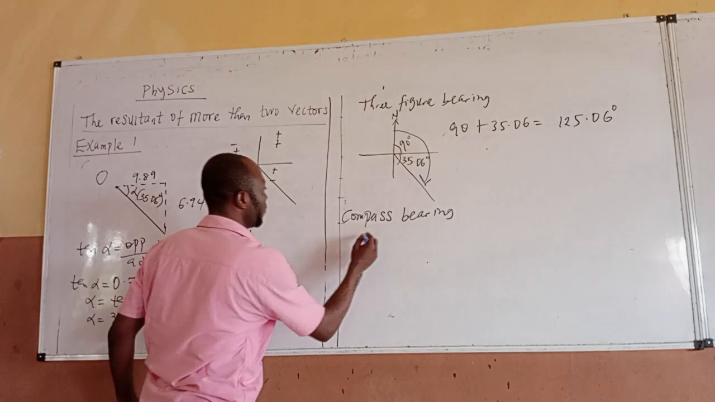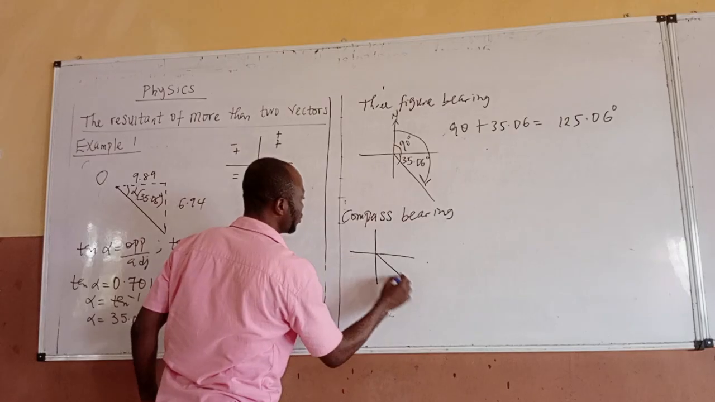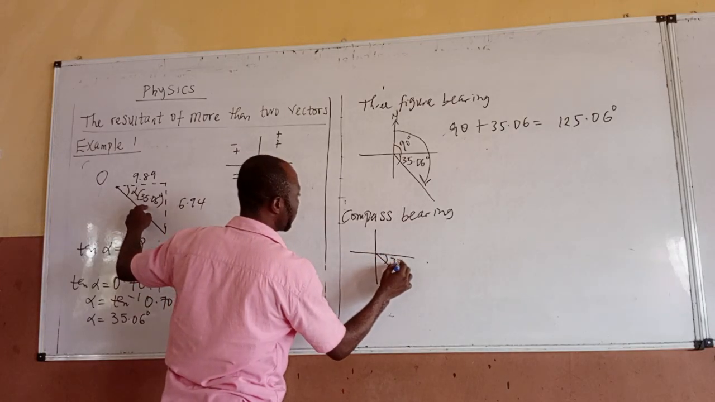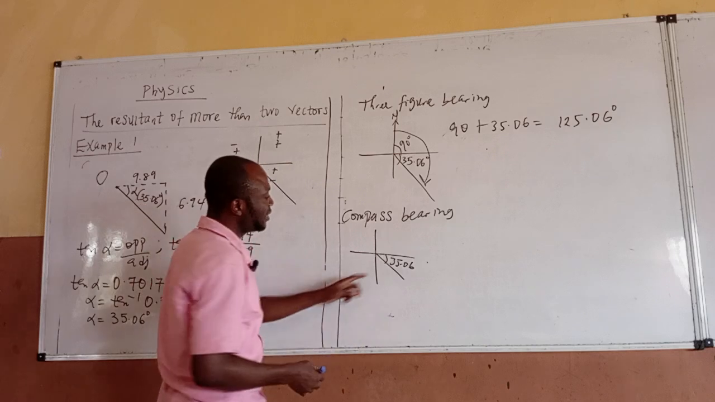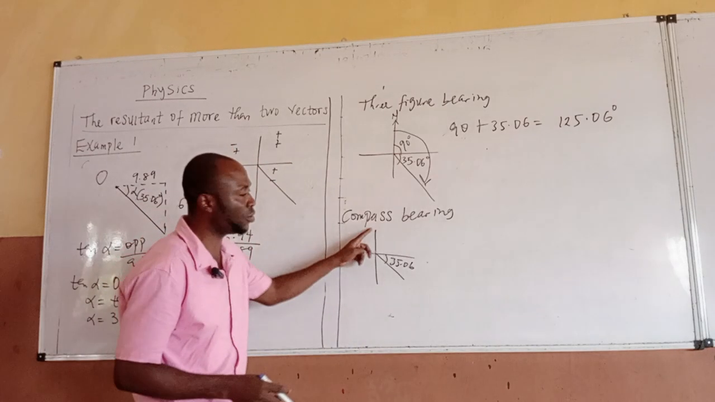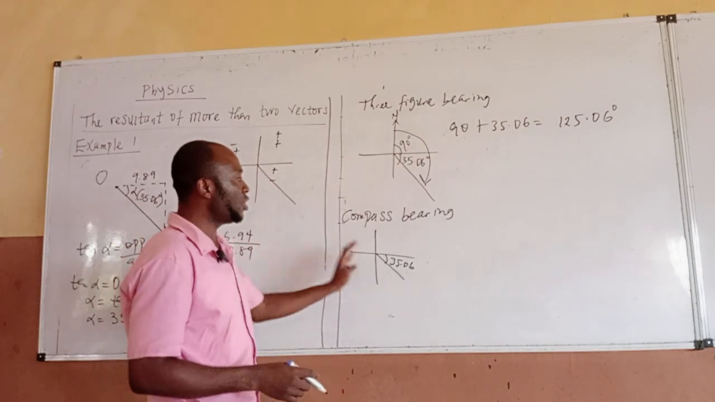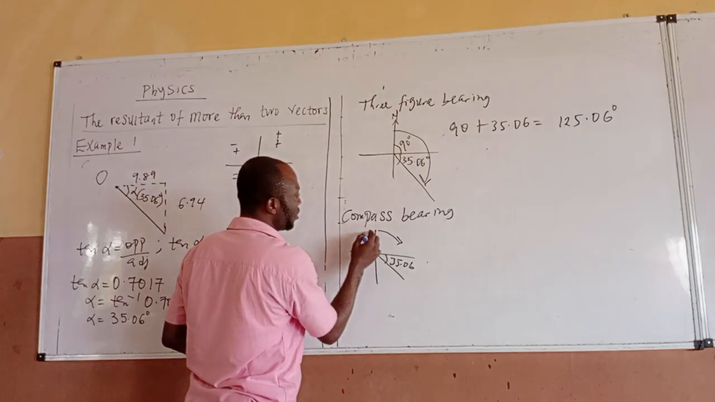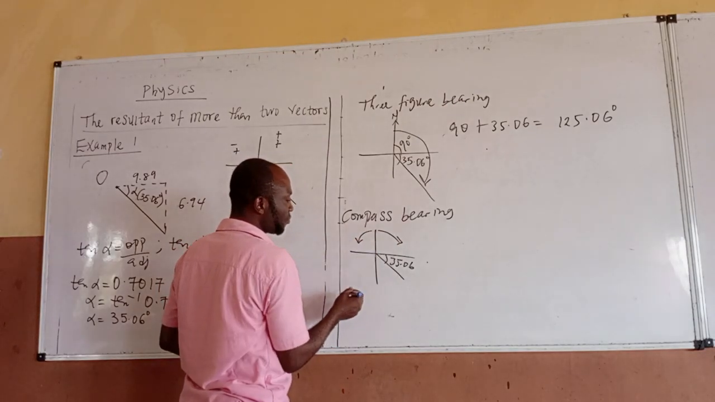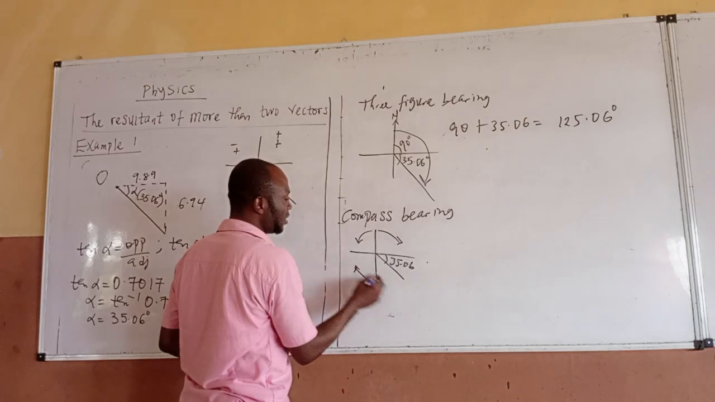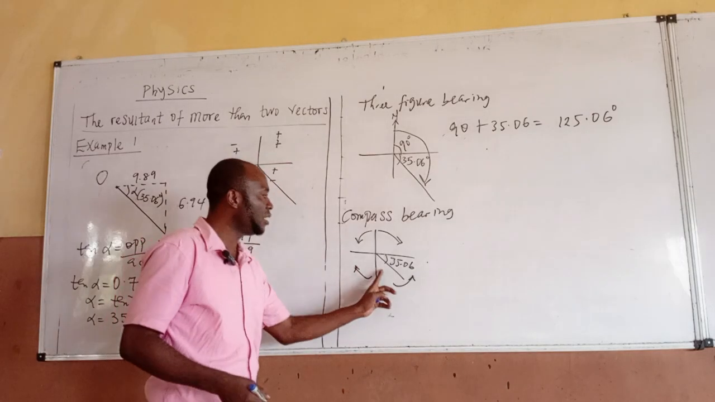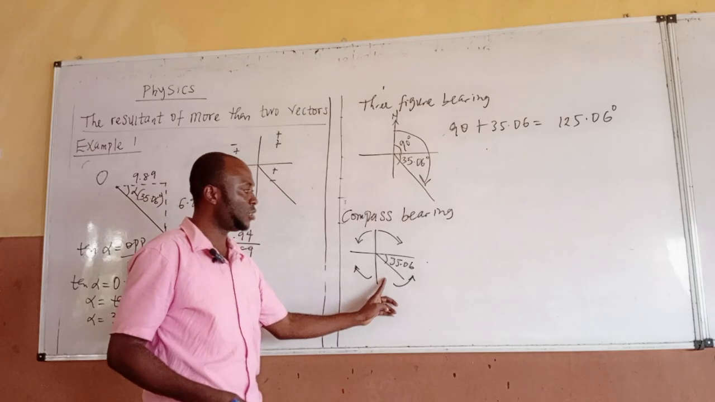Now what you have here, when we break it down, is this place, 35.06. Then since the instruction says the readings must start from north or south, in compass bearing you read like this, or like this, or like this, or like this. Now since you are given this place, what you really need is this place.